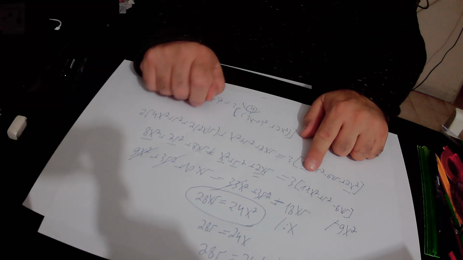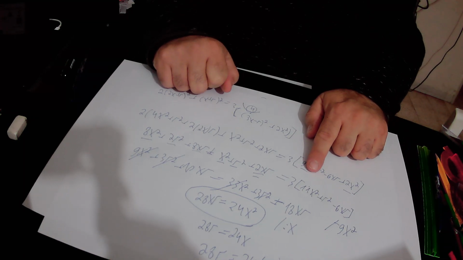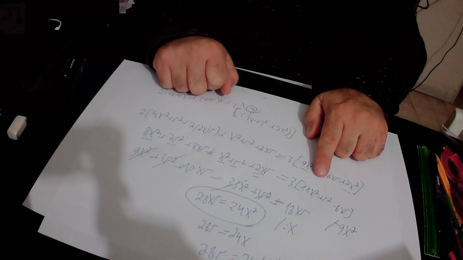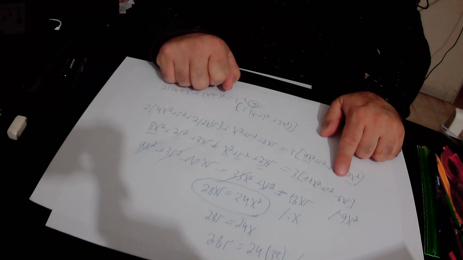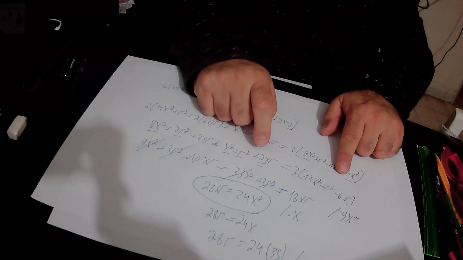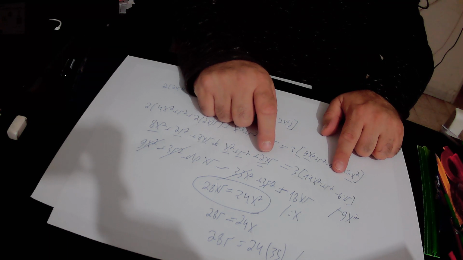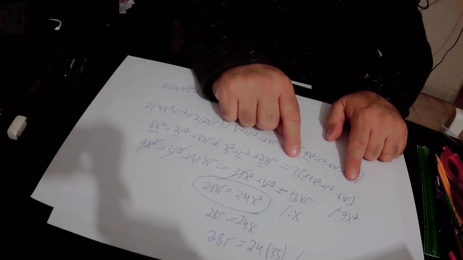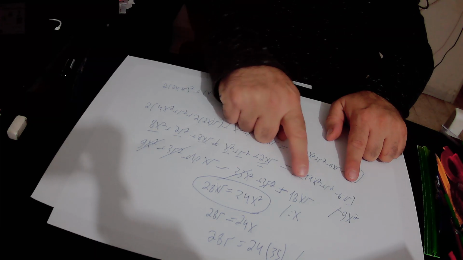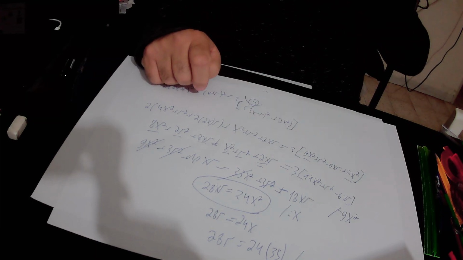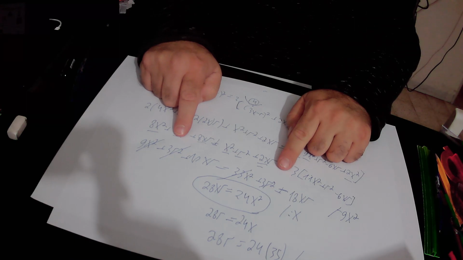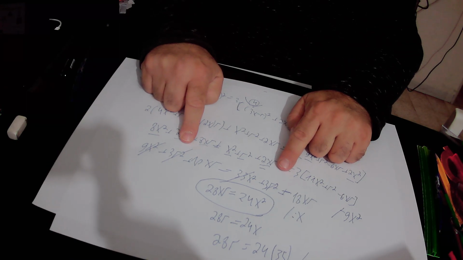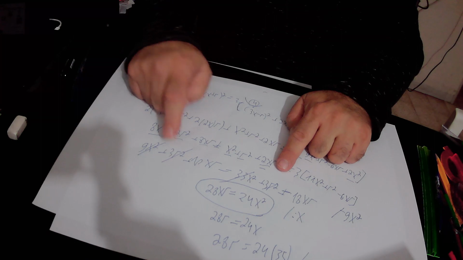Here we open the brackets on the other side of the equation. 3 times 11x squared is 33x squared, plus 3 times r squared is 3r squared. And 3 times minus 6xr is minus 18xr. Okay, so we have 3r squared on both sides of the equation, so 3r squared will get cancelled.